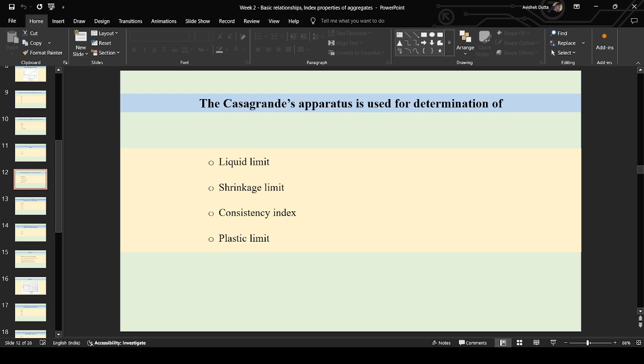Yes, sir. No, consistency index is... one second, sir. Liquid limit minus NMC, it's by IP. Okay. You take your time.